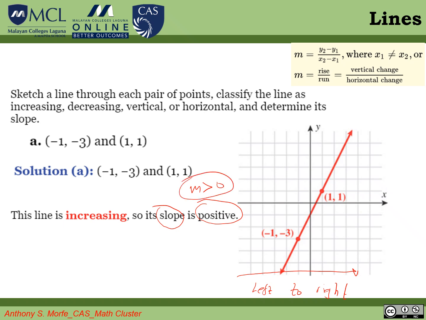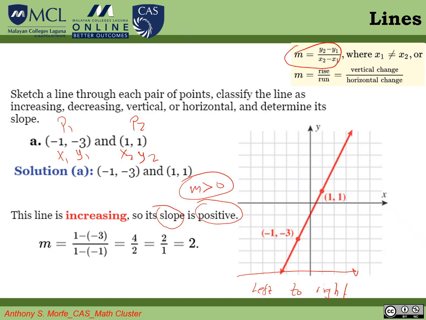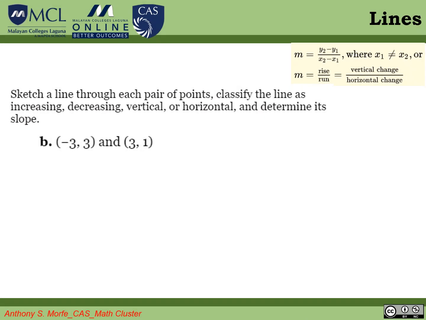Then we calculate the slope. If we consider this as our P1 and P2, so this is your x1, y1, this is your x2, y2. And then you just substitute into the formula for m. And we get this, m is equal to 2. So you see, it's a positive value. So the line is increasing to the right. That confirms that this is really increasing. And then we had the next example.